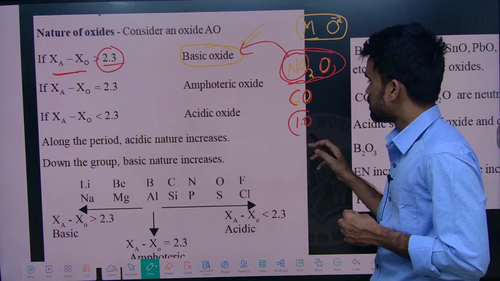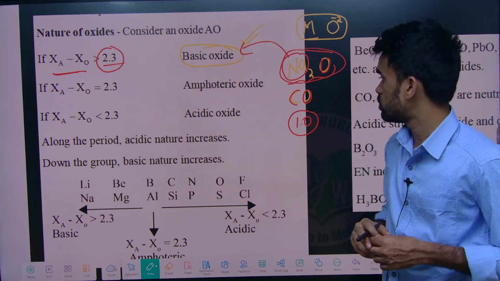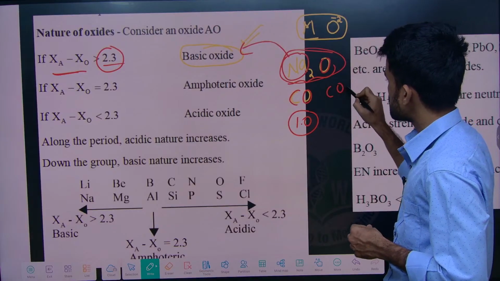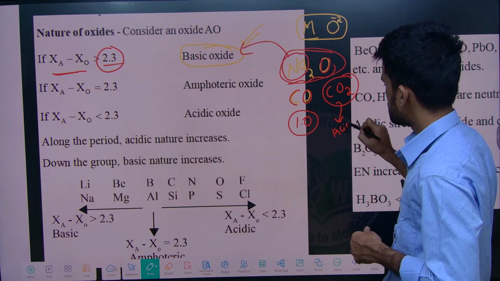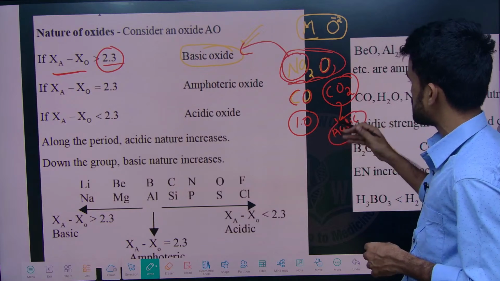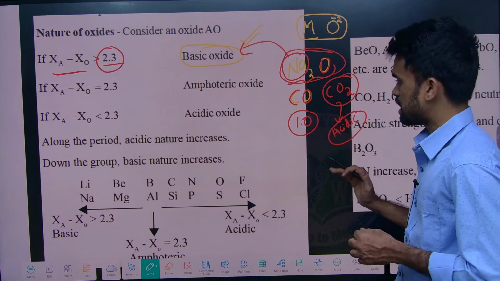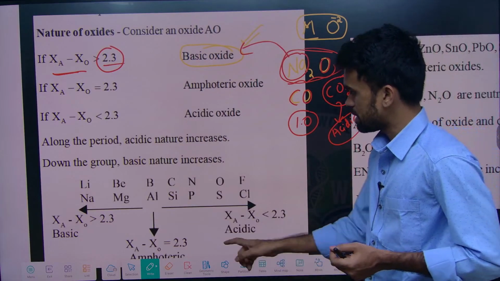Either it can be neutral or amphoteric, I told you. Here, if I write carbon dioxide, this is acidic. This is acidic because the electronegativity difference is further less here. Why further less? I will tell you. So just remember here.